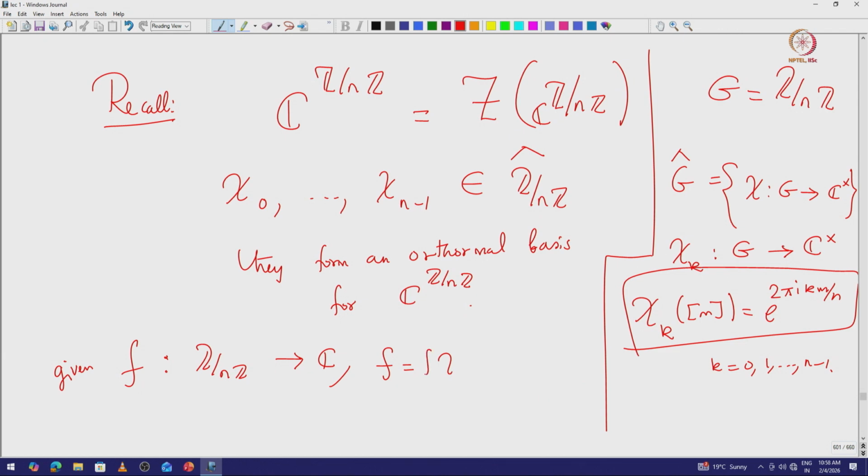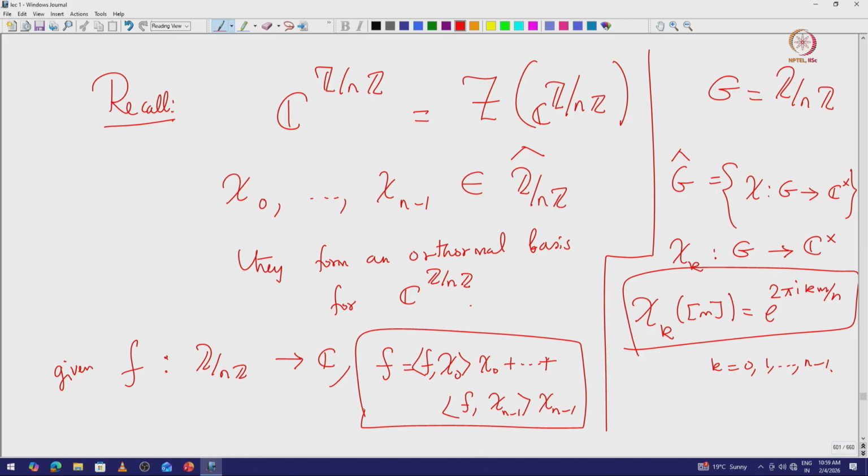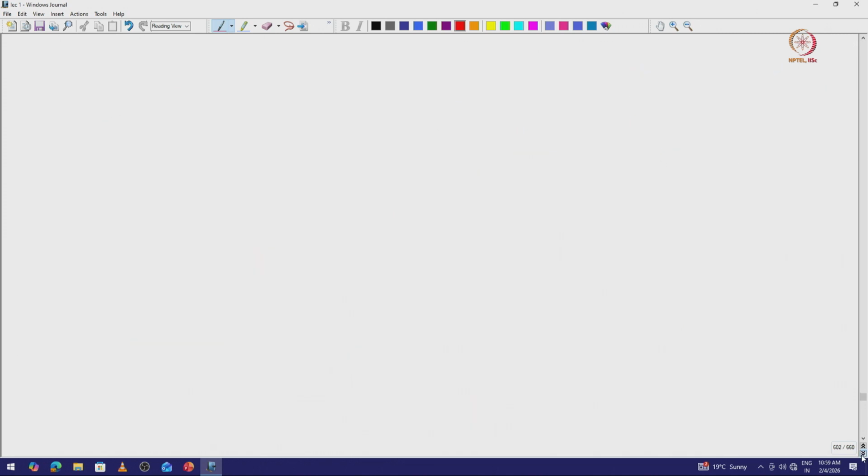some linear combination of these chi i. So, the coefficients will be given exactly by the inner product: f comma chi naught, plus etcetera, plus f comma chi n minus 1 times chi n minus 1. So, this is how we can write any given function, since the chi i's form an orthonormal basis. So, f is a linear combination of chi i whose coefficients will be given exactly by the inner product f comma chi i. So, now this already tells us that if you are interested in recovering f, it is enough to record all the values of the inner product f comma chi i.